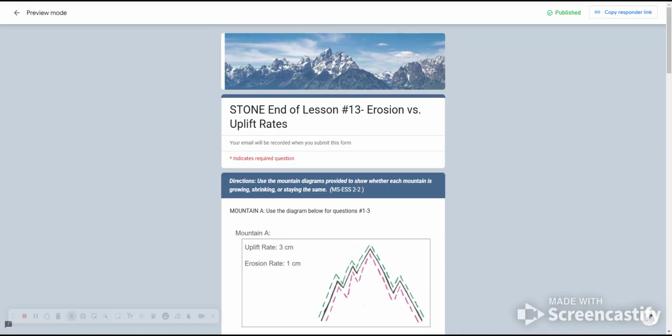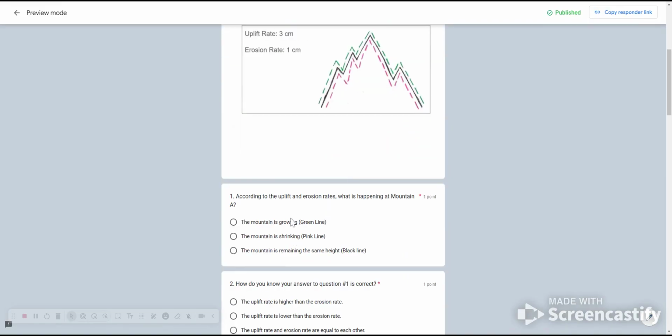The directions are use the mountain diagrams provided to show whether each mountain is growing, shrinking, or staying the same. Here's mountain A. We're going to use this diagram right here for our first three questions. So mountain A has an uplift rate of 3 centimeters and an erosion rate of 1 centimeter. Question 1 is asking, according to the uplift and erosion rates, what is happening at mountain A? Is the mountain growing? Green line. Is the mountain shrinking? Pink line. Or is the mountain remaining the same height?